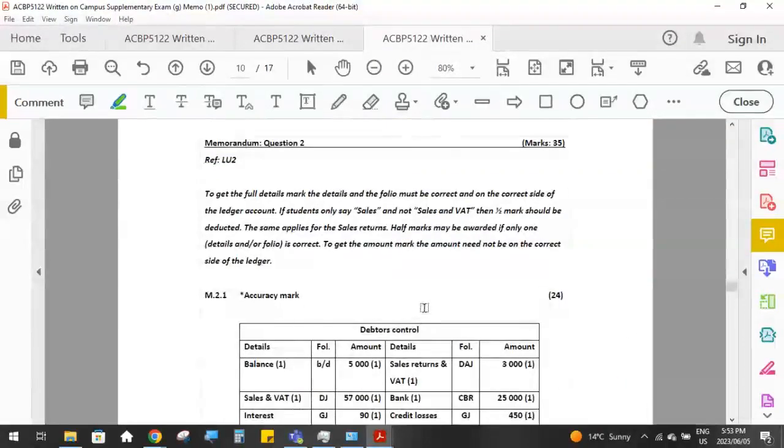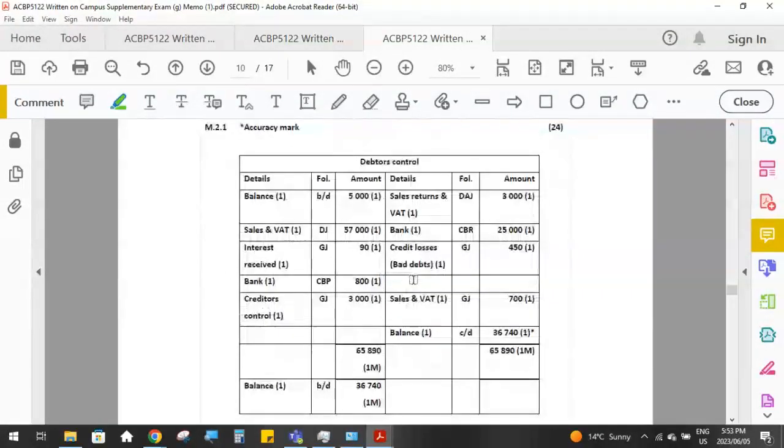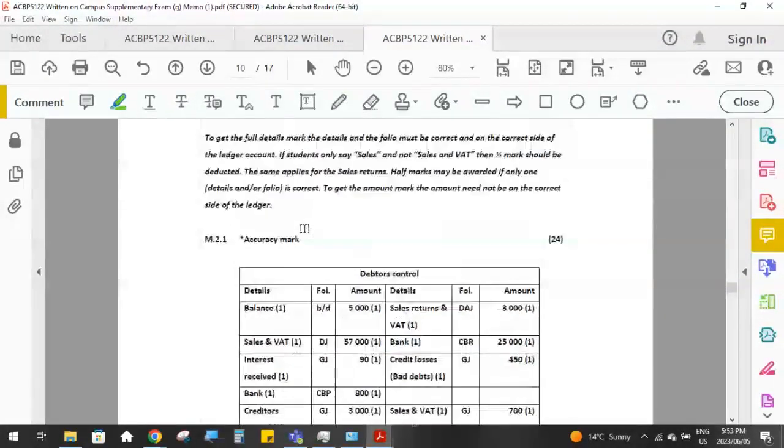So what would this answer have looked like? Take note, in the answer book, we've got our T account. They've got details, folio, amount on the debit side and details, folio, amount on the credit side. They want you to fill in the amount, the reference in the folio column, as well as the details column, in order to get all of the marks. If you read at the top here, it says in order to get the full mark for this details mark, the detail and the folio must be correct and be on the correct side of the ledger account.